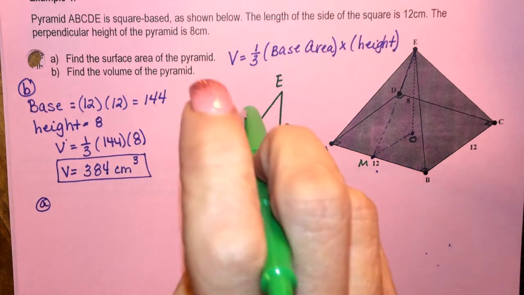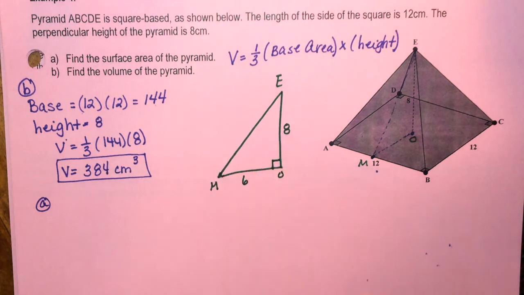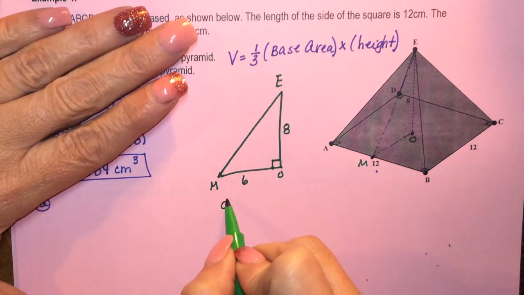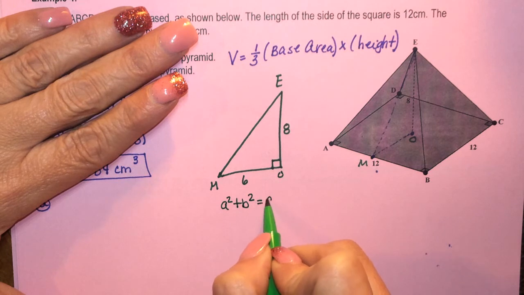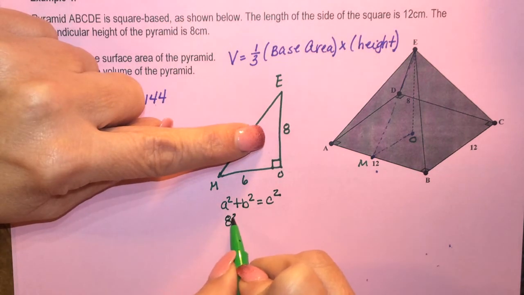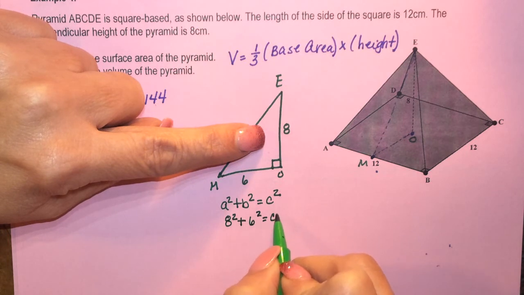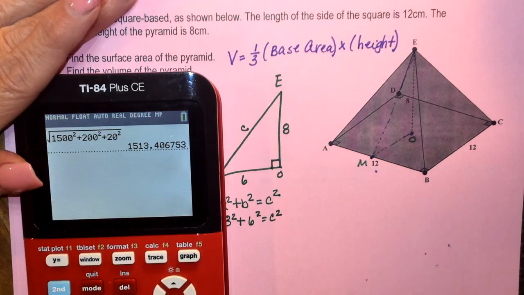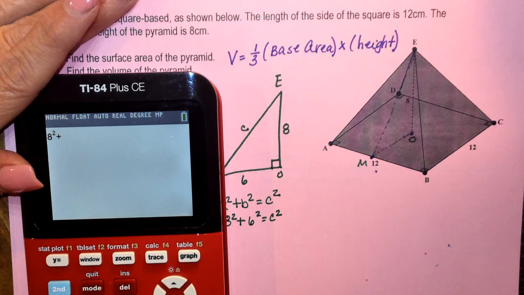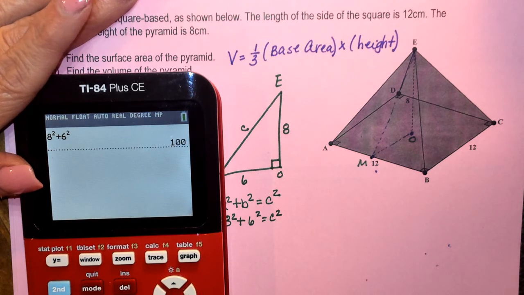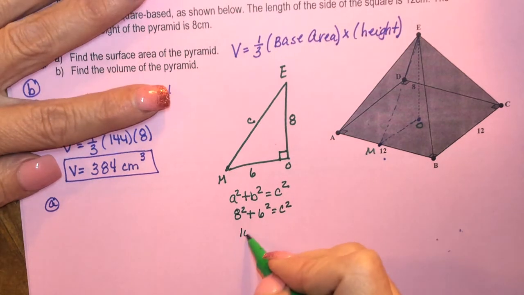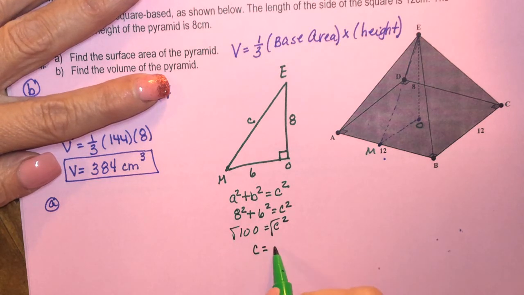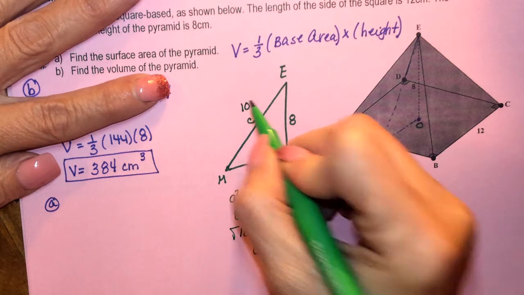So what I'm trying to figure out is the side ME. Well, I could figure that out, right? Because I could do a squared plus b squared equals c squared. That's going to be 8 squared plus 6 squared equals c squared. We're going to call this side c. So I'm going to grab my calculator here. 8 squared plus 6 squared, well, it's 100. I should have just done that. c squared is 100, square root of both sides, so c equals 10. Okay, so that means that this side over here is 10.